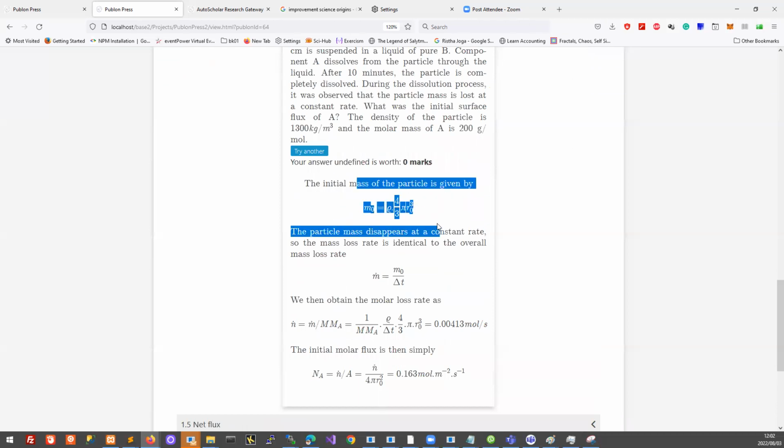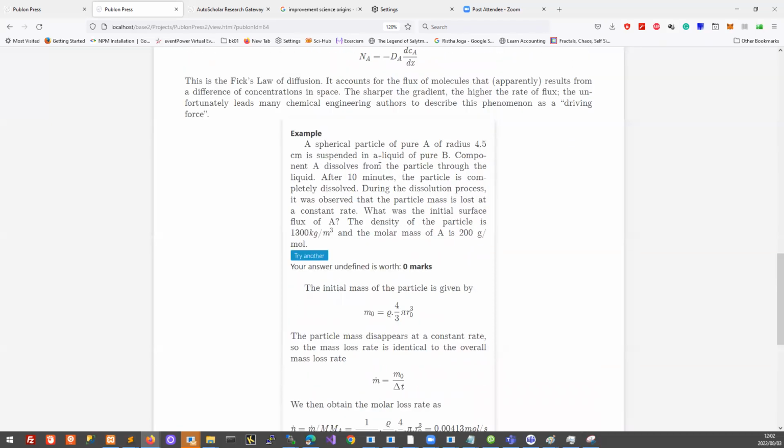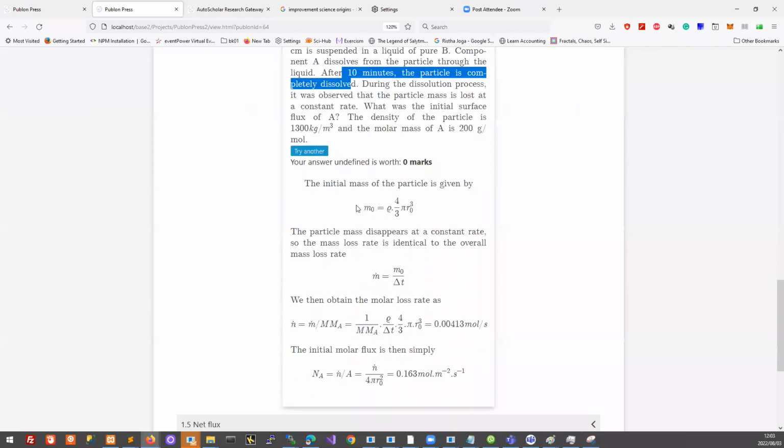So there's your initial mass of your particle. Mass is lost at a constant rate, and we do say that the particle disappears. So that means at t up to 10 minutes, the particle is completely dissolved, right? So after 10 minutes, we've lost the particle. So the total mass that's been lost is m0, and then the time difference is 10 minutes. So that's our mass rate.